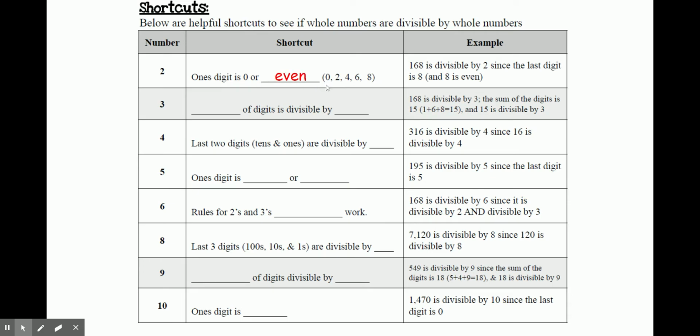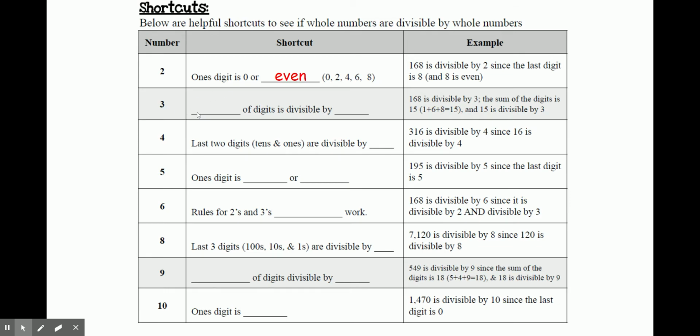So examples would be 0, 2, 4, 6, and 8. Those are all even numbers. Or if the ones digit is a 0, you know that is going to be divisible by 2. So 168 is divisible by 2 since the last digit, the ones digit, is even. 127 would not be divisible by 2 because it's an odd number.